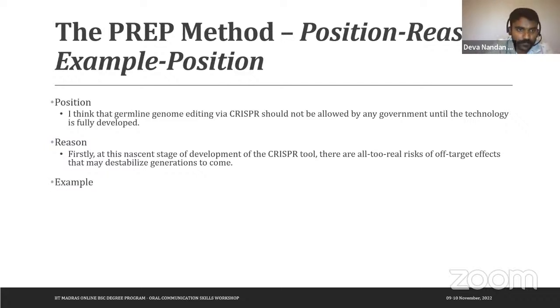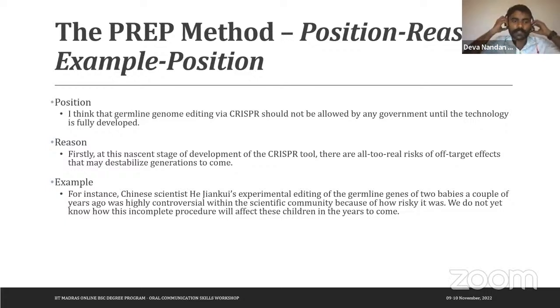And that's a danger. The example that we can give through our research is that, for instance, Chinese scientist He Jiankui's experimental editing of the germline genes of two babies a couple of years ago was highly controversial within the scientific community because of how risky it was. We do not yet know how this incomplete procedure will affect these children in the years to come. So this is the example that you're giving to solidify your position that it should not be allowed by any government until the technology is fully developed. And then you're restating your position again.